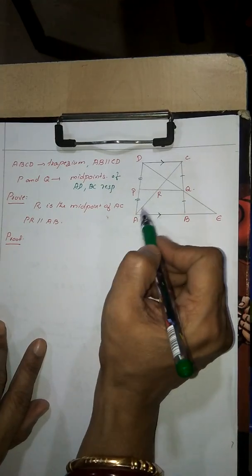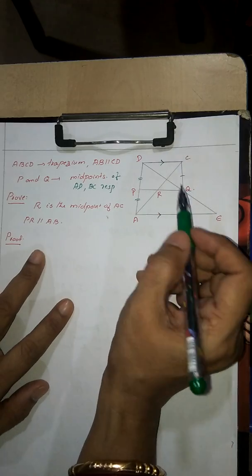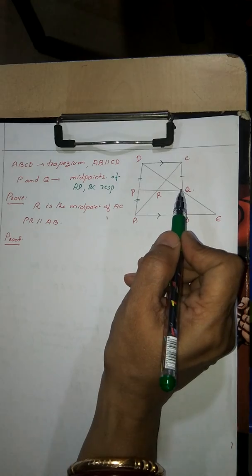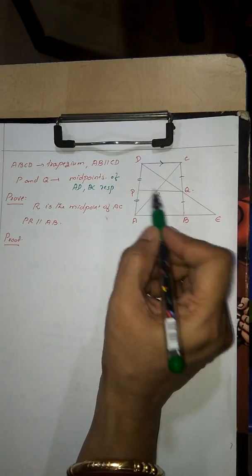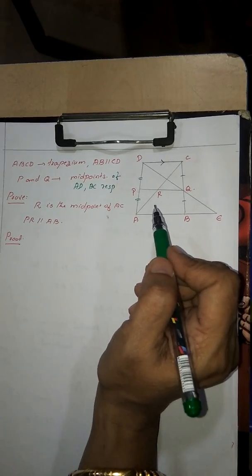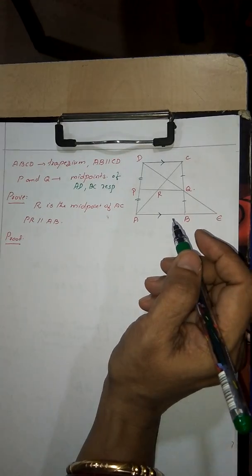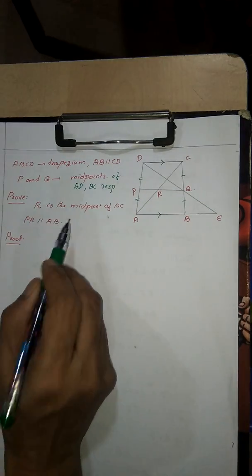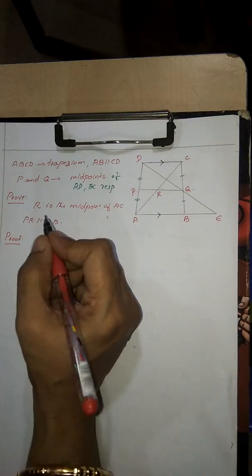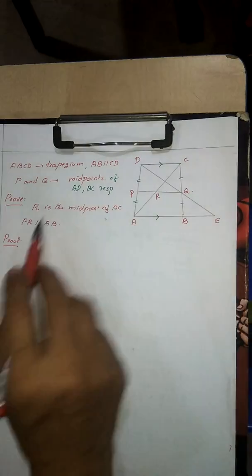Now we have to prove R is a midpoint of AC, that is AR is equal to RC, and also we have to prove PR is parallel to AB. So, R is the midpoint of AC and PR is parallel to AB.